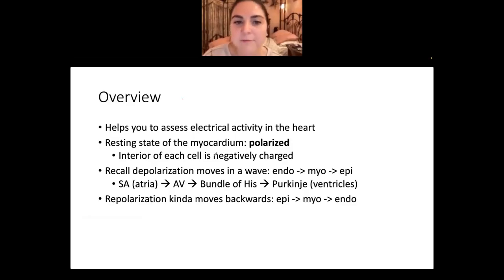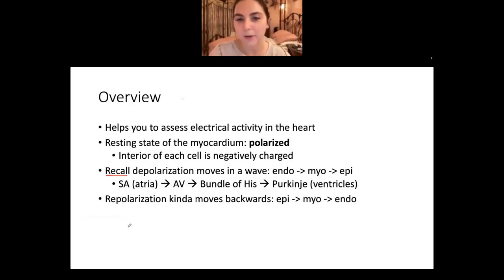Depolarization moves in a wave. And I put recall here because I felt like this was a common thing from first year, but I feel like some people just don't know this, which is fine. But depolarization moves in a wave. It goes from the endothelium to the endocardium to the myocardium to the epicardium. And you can think of this as, as it's moving from the endo layer to the myo layer to the epi layer, electrically what's happening is it's going from the SA node to the AV node to the bundle of His to the Purkinje fibers.